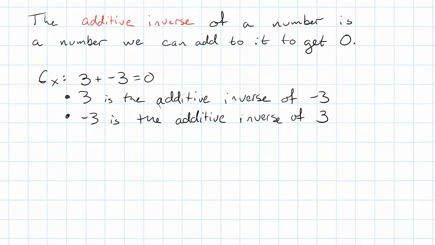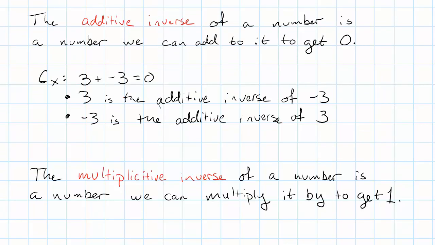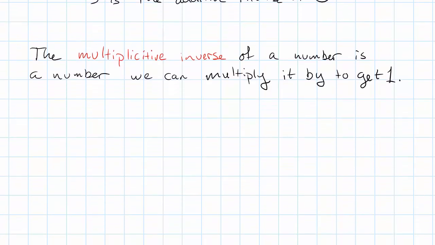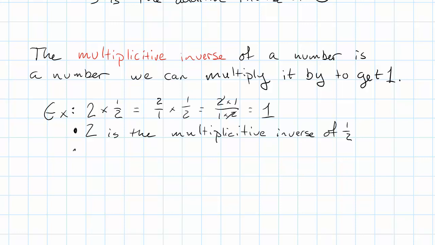We make a similar definition for the multiplicative inverse. The multiplicative inverse of a number is a number that we can multiply it by to get 1. So again, for example, if we take 2 times 1/2, that's 2 wholes times 1/2. That's 2 times 1 over 1 times 2. The 2's cancel, and that is just 1. Therefore, 2 is the multiplicative inverse of 1/2, and 1/2 is the multiplicative inverse of 2.